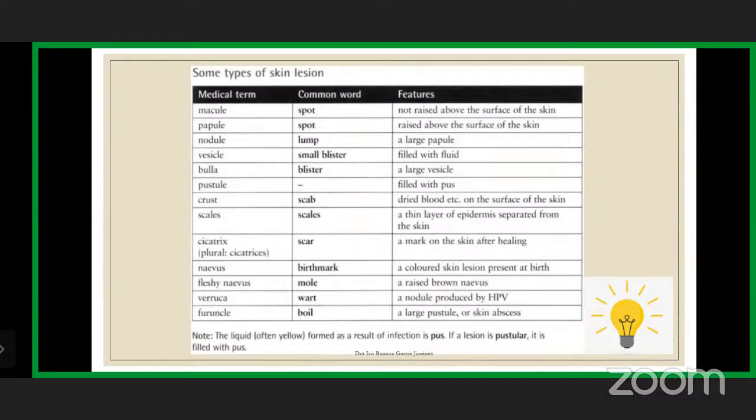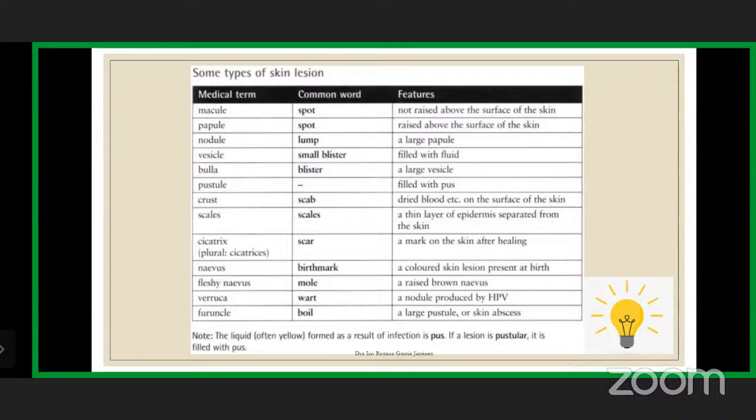A nodule is called a lump, and you have the key idea: it's a large papule. So let's consider this. Patients, for example, for a bulla, say a small blister. For bulla, they said blister. You can see the difference, a small blister and blister, just the difference of size. So don't worry about it and get practice by talking.